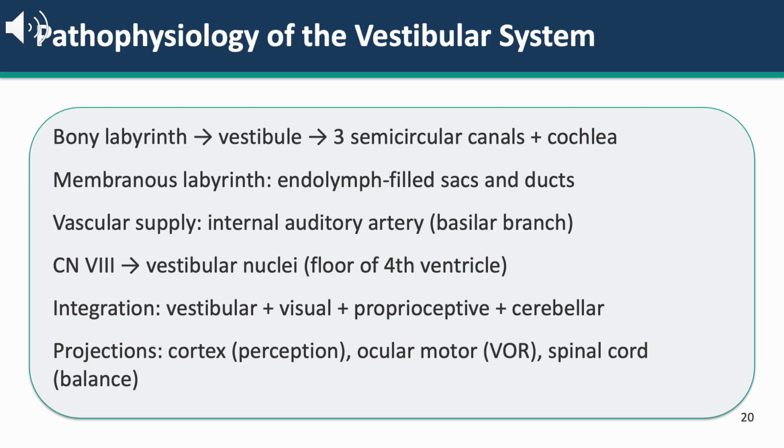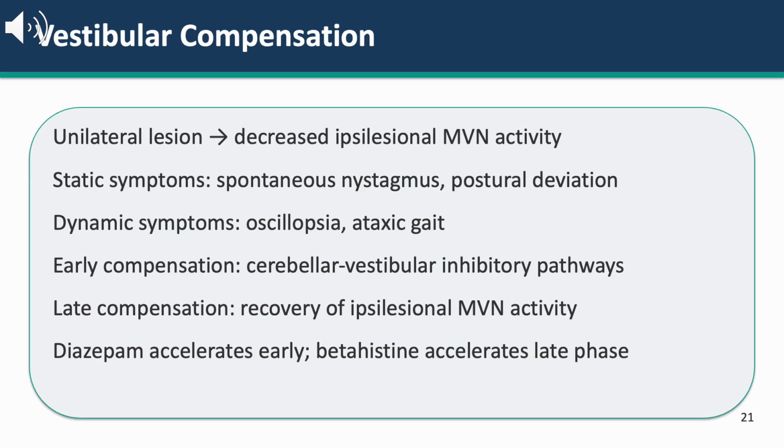They project to the parietotemporal cortex for motion perception, to oculomotor nuclei for vestibulo-ocular reflexes, and to the spinal cord for vestibulospinal reflexes. After unilateral peripheral vestibular lesions, neural activity in the ipsilesional medial vestibular nucleus is markedly decreased, resulting in static and dynamic asymmetries of the vestibulo-ocular and vestibulospinal reflexes. Static vestibular symptoms include spontaneous nystagmus and postural deviation, while dynamic symptoms include oscillopsia and ataxic gait. These symptoms gradually recover through vestibular compensation.